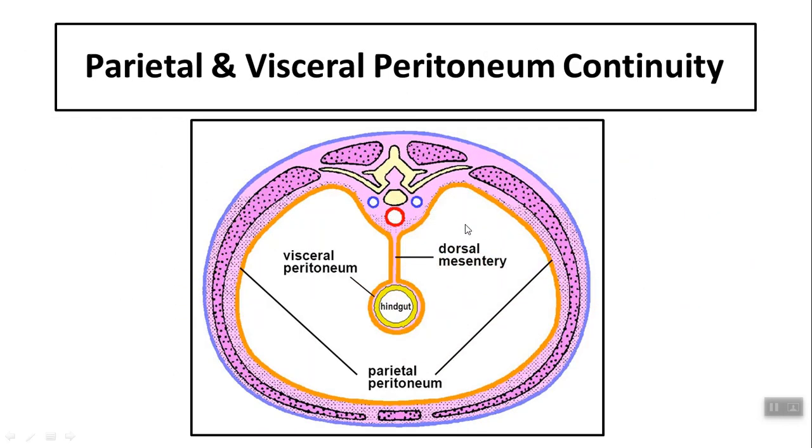Here we can see in this transverse section that the parietal peritoneum is continuous with the visceral peritoneum. The parietal peritoneum on the posterior abdominal wall will be reflected and form a double layer. This double layer will cover the viscera. So there is a continuity, it's the same layer, parietal and visceral peritoneum, and this is the peritoneal cavity in between.